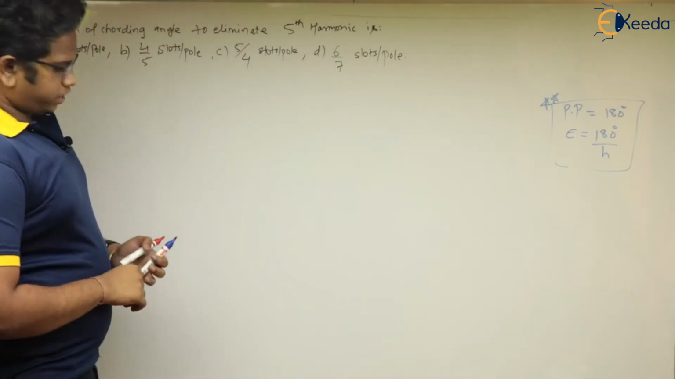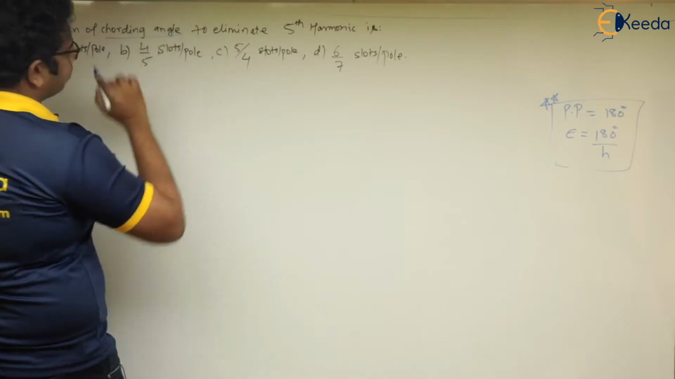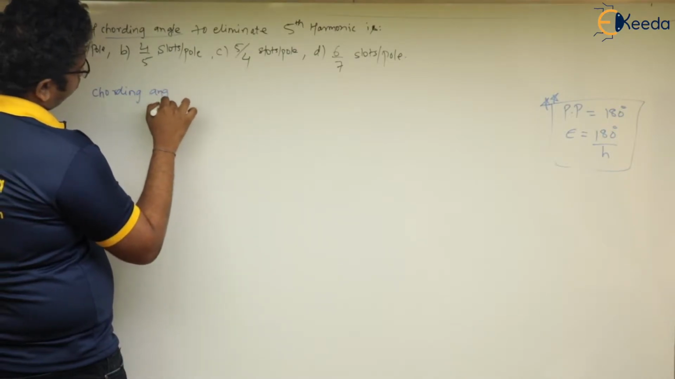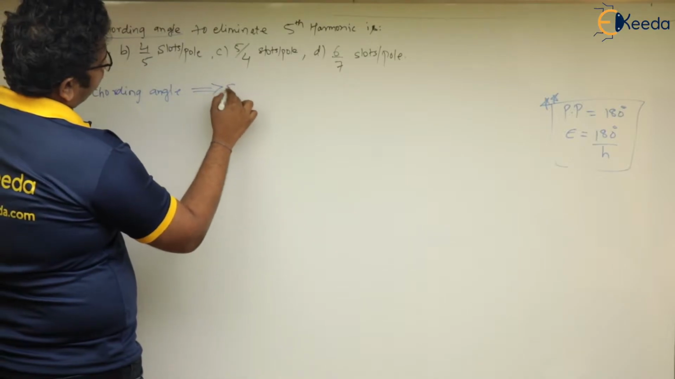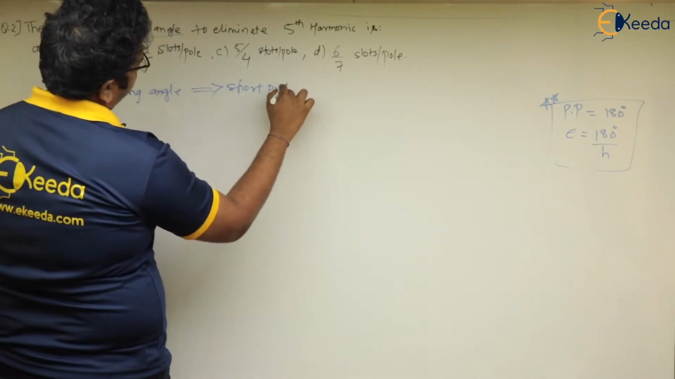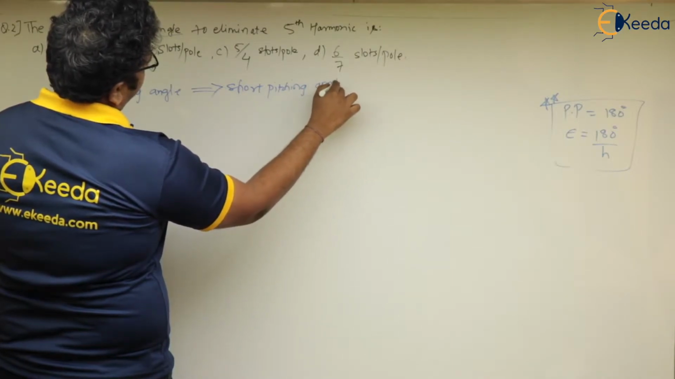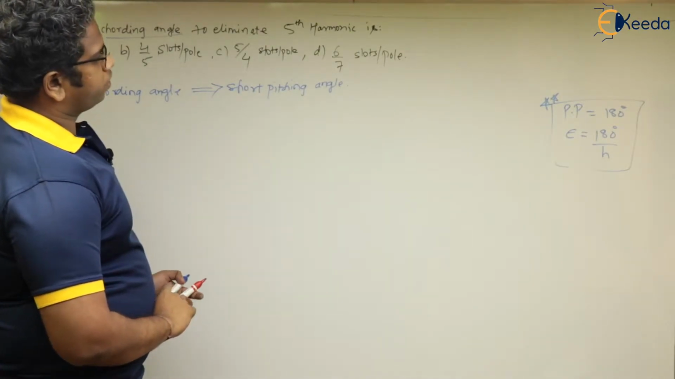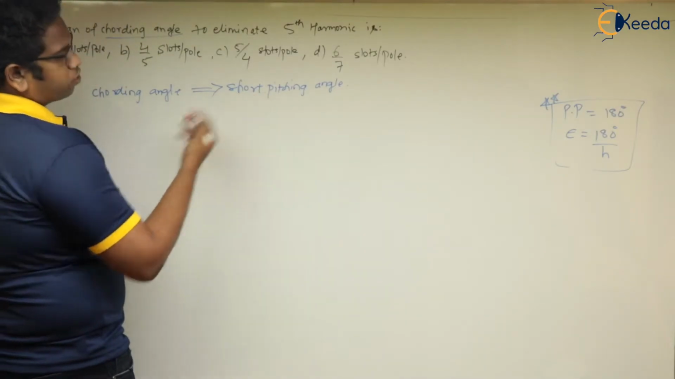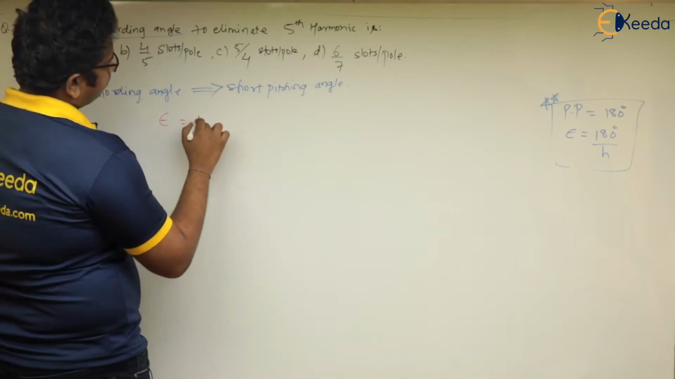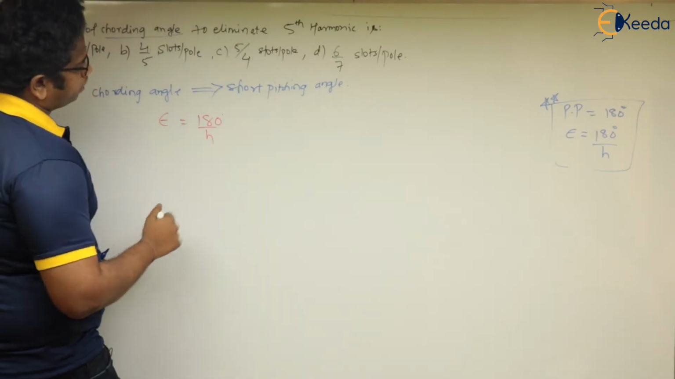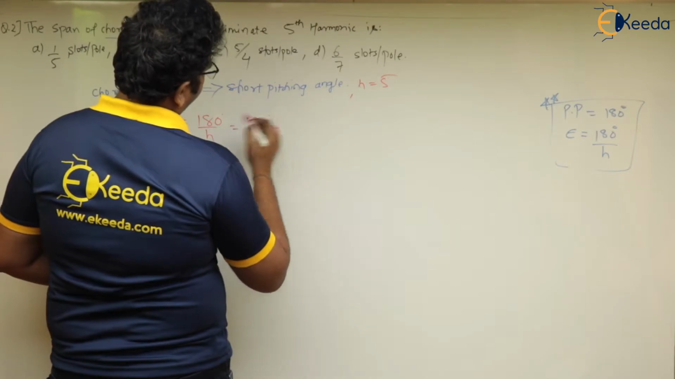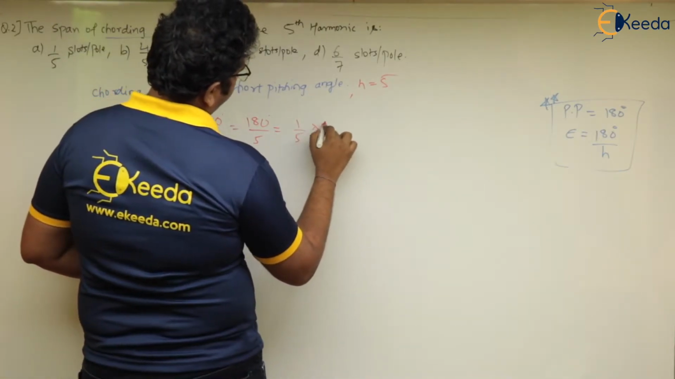See here, what are they asking? They are asking for the span of the chording angle. Now please remember, chording angle is nothing but the short pitching angle only. It is the same as short pitching angle. Please note this. Anyways, to eliminate the fifth harmonic, we need epsilon, this chording angle or short pitching angle, you can say anything. This epsilon is going to be how much? 180 degrees by h. Already we know, we just saw it. How much is h given? h given is 5, fifth harmonic. So it is going to be equal to 1 by 5 into 180 degrees.